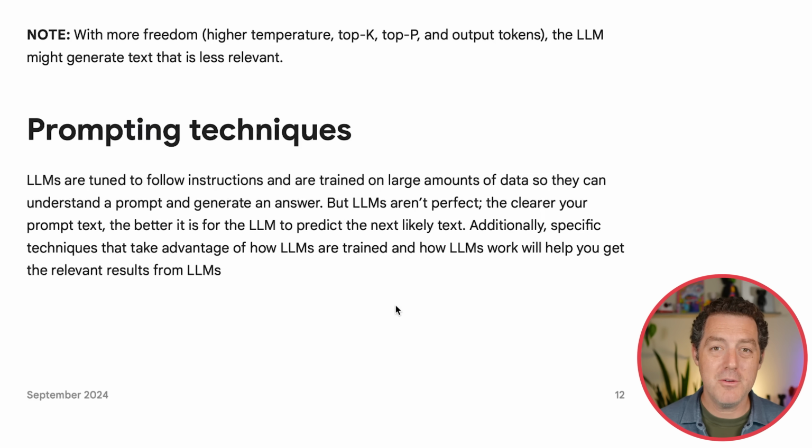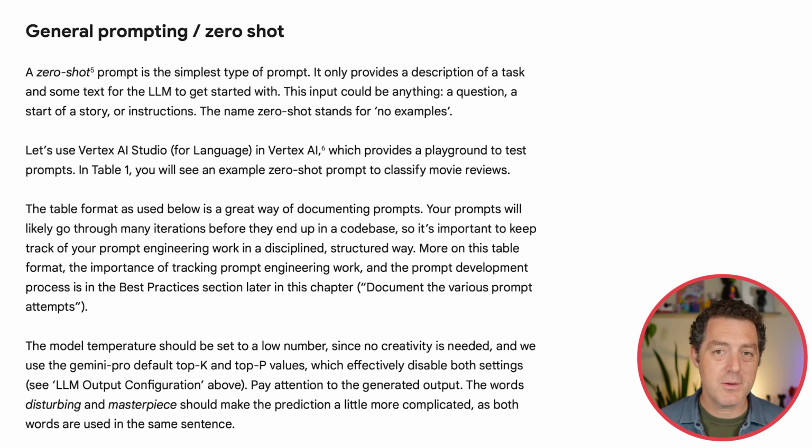All right, now what you came here for, prompting techniques. Now, the first thing we're going to talk about is general prompting or zero shot. If you've heard of zero shot, it doesn't mean giving the model one try. It's a little confusing in that way. Zero shot, the shot term means how many examples are you giving the model? So with zero shot, it's the simplest type of prompting.